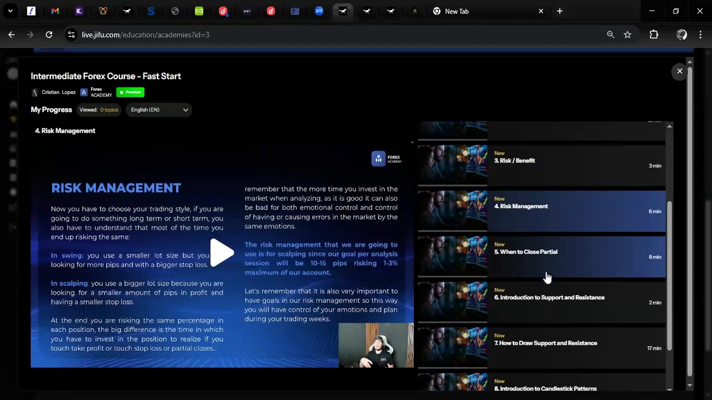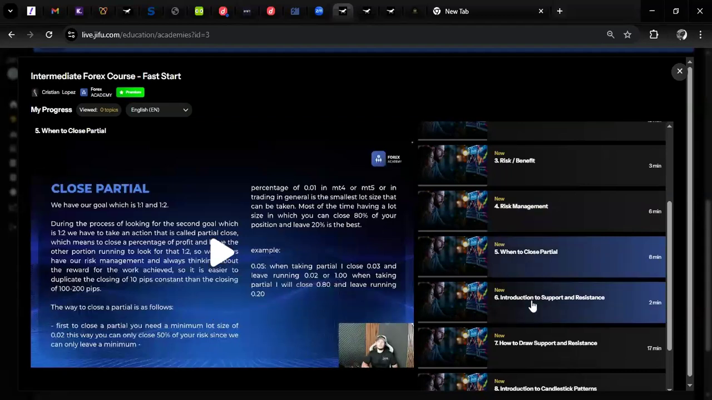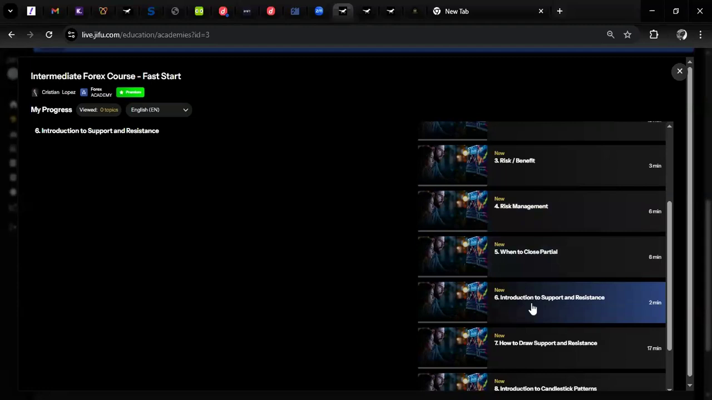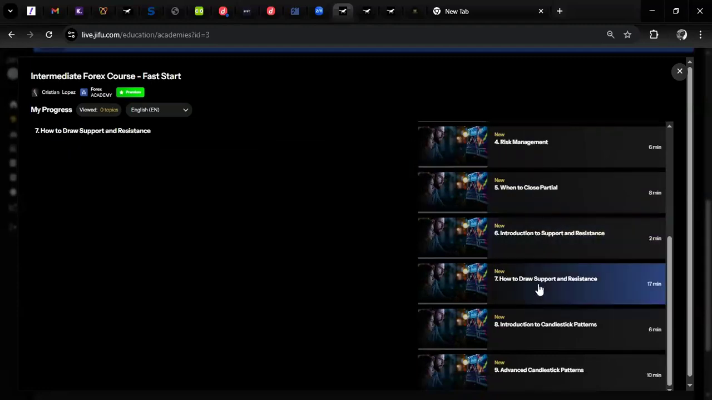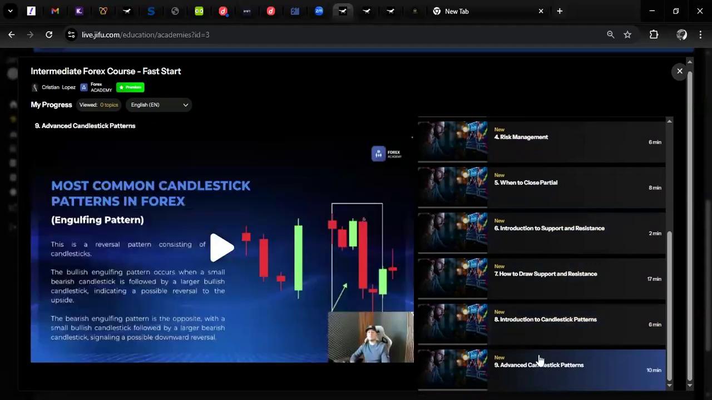Taking partials is low key a different skill. When you get profits, knowing how to take your profit is a skill. It's very underrated, anyway. You get to learn when to close partials here, maybe how to close it, right? Introduction to support and resistance, how to draw support and resistance, introduction to candlestick patterns, very underrated as well. So you want to pay attention to these things, then know how to do them effectively.